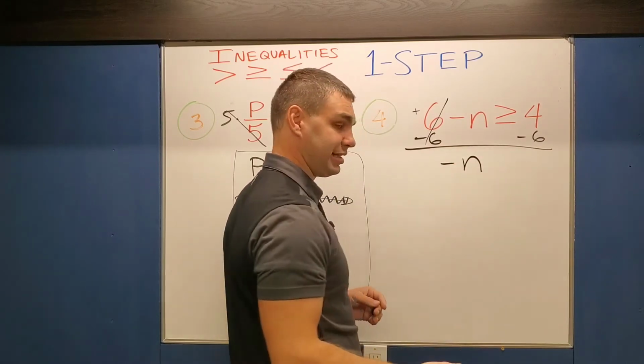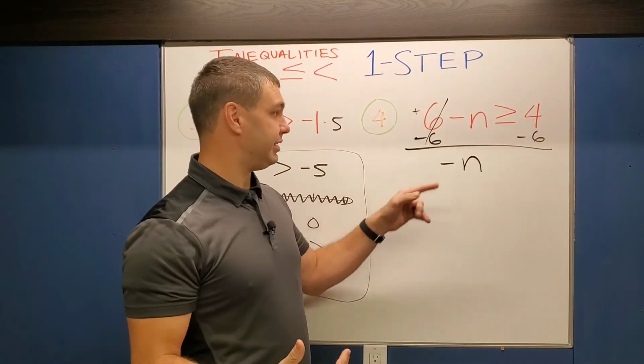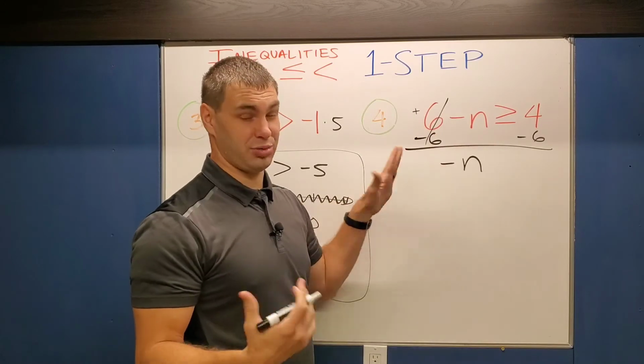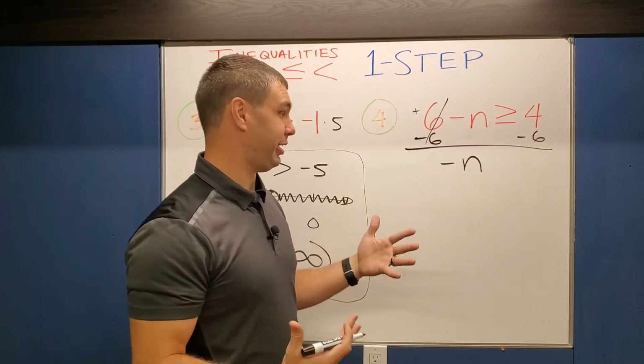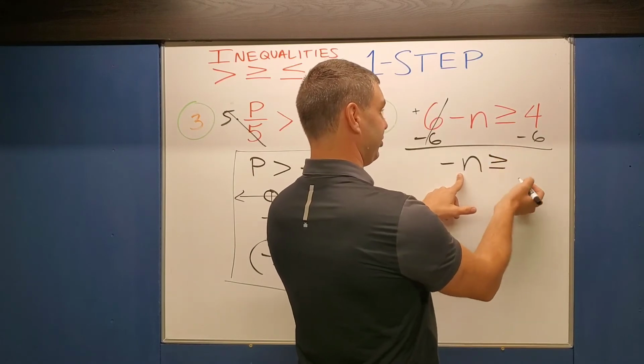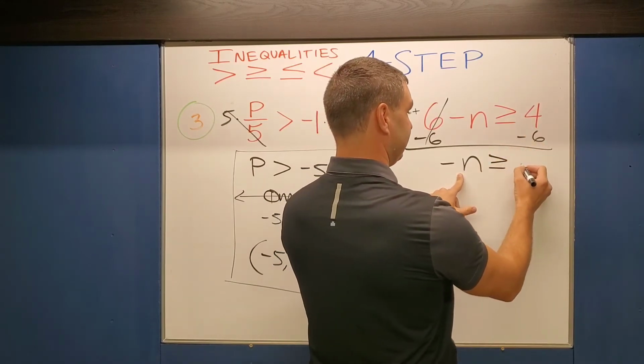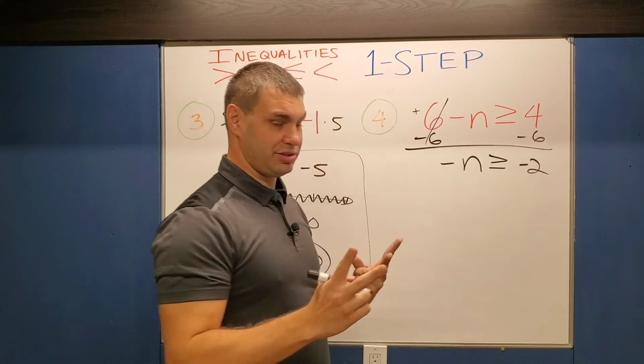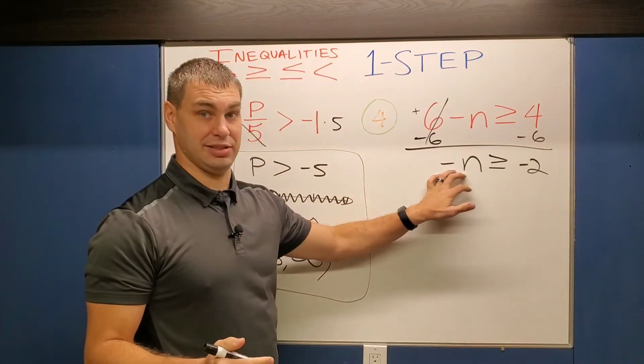The most common mistake I'll see students make is they'll leave off this negative. They'll just write n. So that's why this one's kind of tricky. If you bring down this negative n, now it's negative n is greater than or equal to 4 minus 6, which is negative 2. And this is a two-step because the n is not isolated. There's a negative with it.